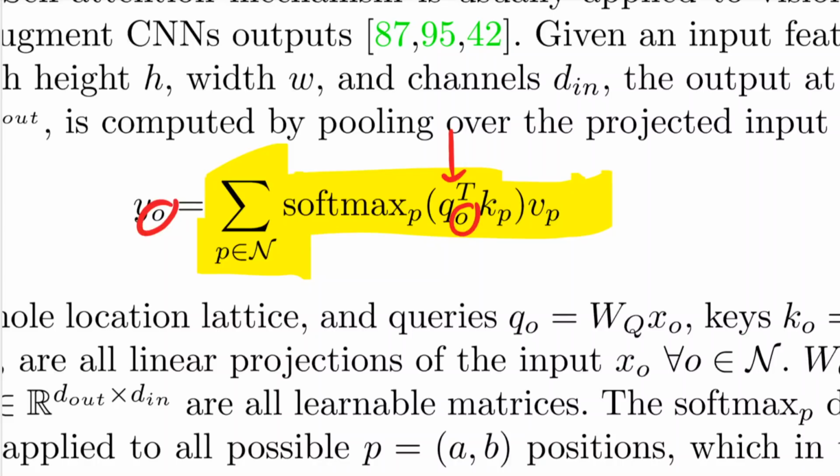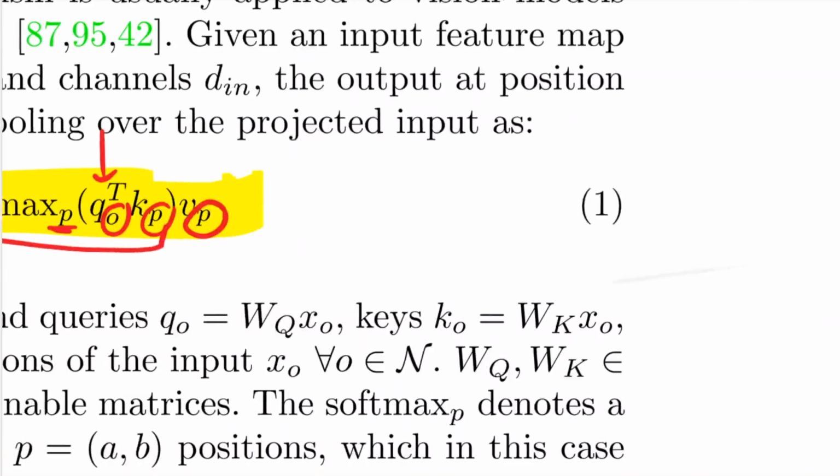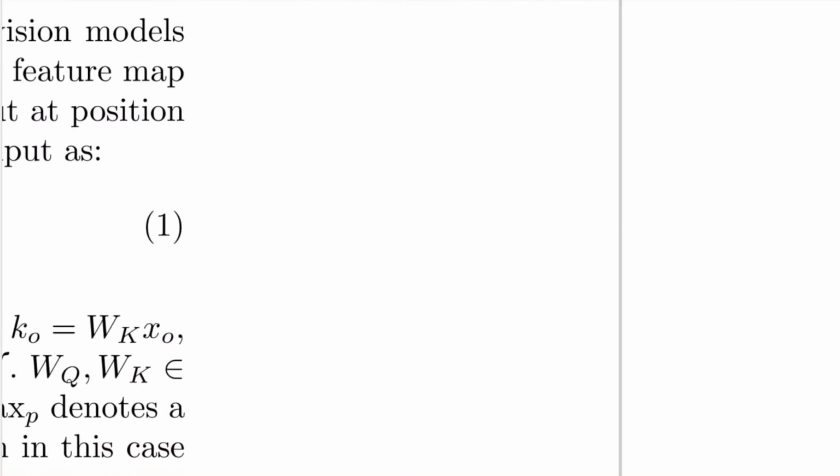So the output position. You want to go over all of the input positions, and you want to aggregate data from all of the input positions. So that's right here. And how do you aggregate data? By this softmax operator right here. You can see the key also has a P right here, and the softmax is over the axis of P. So in the particular case of images, what does that mean?